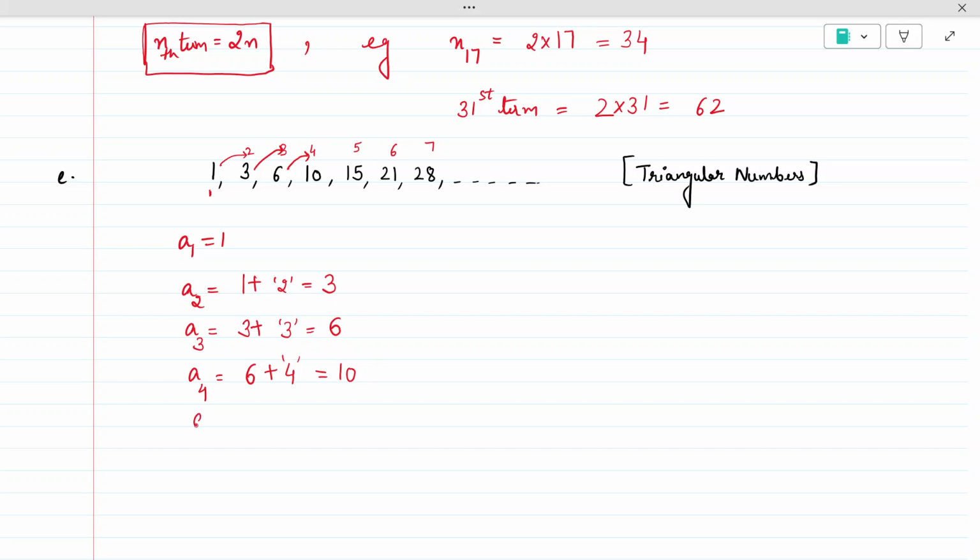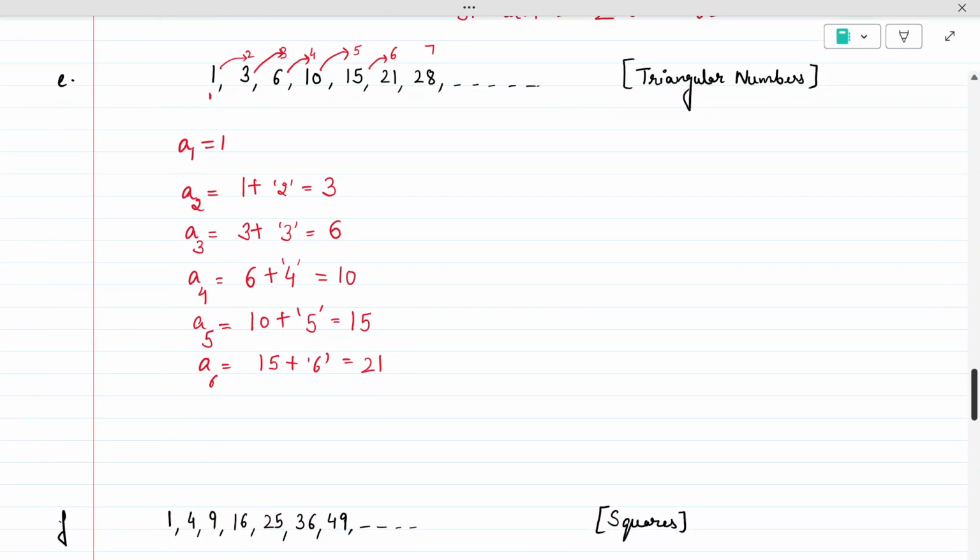Likewise, A5. At A5, we will take the previous number, which was 10, and the fifth position, that is 5. Something I am marking like this. This is 15, right? Next, A6. At A6, again, I will add 15 to the sixth position. 6 is here. So 15 plus 6 is 21. So that's how we will get the numbers here.